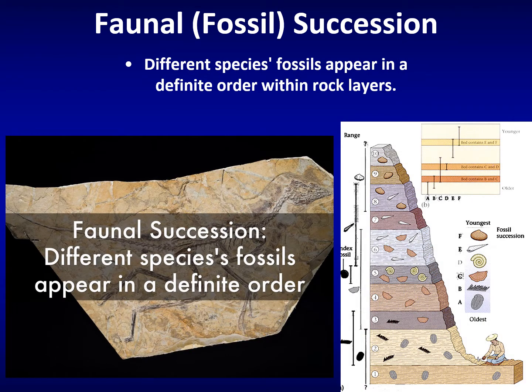The principle of fossil succession, or faunal succession, states that different species or fossils appear in definite order within the rock layers. We see certain types of fossils in different time periods throughout Earth history, and we see those represented in the rocks. And so this is a very useful one as well, because we can pair rocks that have similar fossil assemblages and help us to determine how old they might be based on the fossils they have in them.